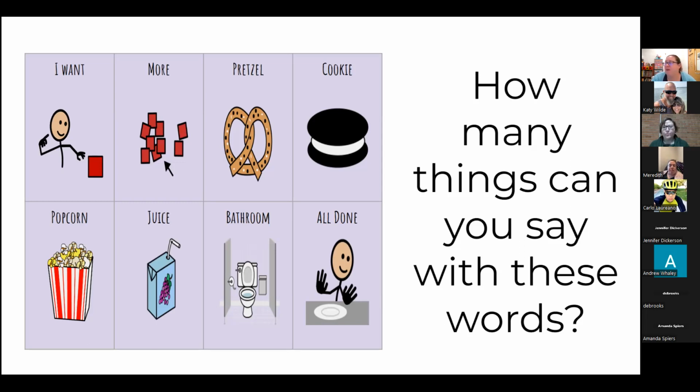All right, I think we are doing pretty good on time. So I have a little activity. You could do it in your head or write it down. I want you to look at these 8 words, and I'm going to give you about 1 minute to see how many words, phrases, or sentences you can come up with using just these words. 1 minute.